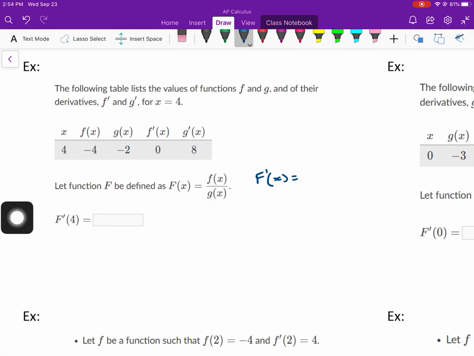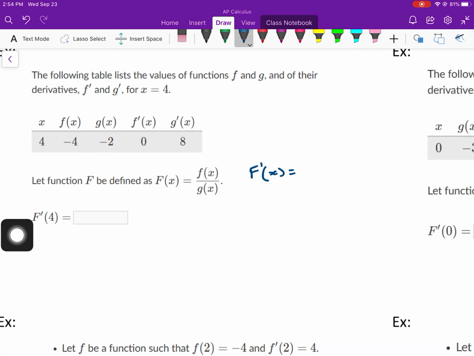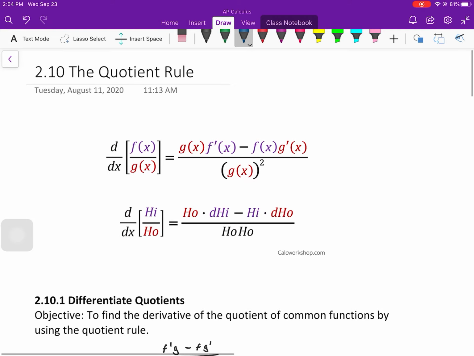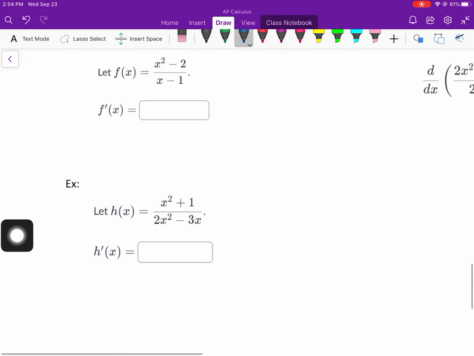And be careful. Sometimes they might switch it and put g over f, like g's now on top and that kind of thing. So it still runs that same order. It's going to be the derivative of the top one times the bottom one minus top one times the derivative of the bottom one, over the bottom one squared. And that was that whole high d ho over ho d high, this whole thing, just keeping that idea. Like I said, I'm not a big fan of that though.